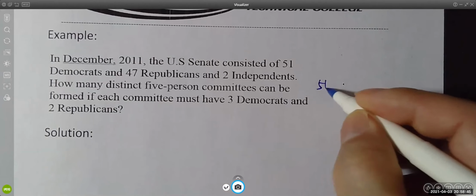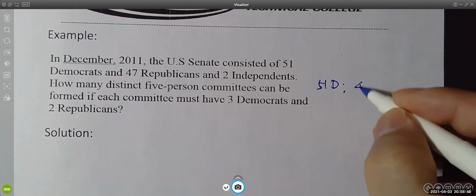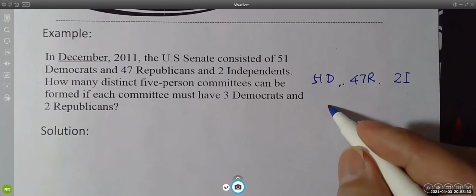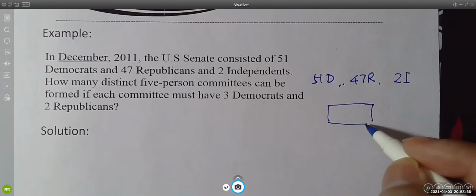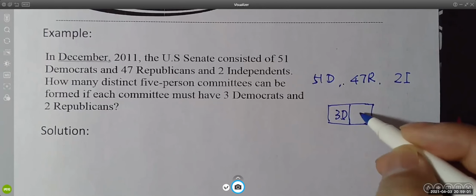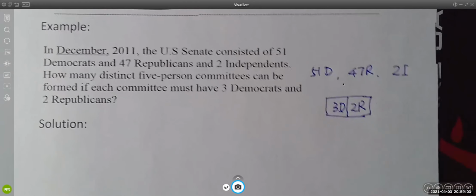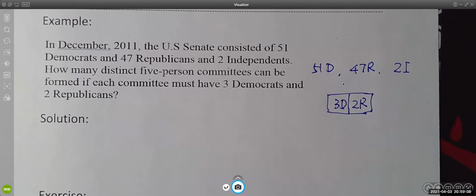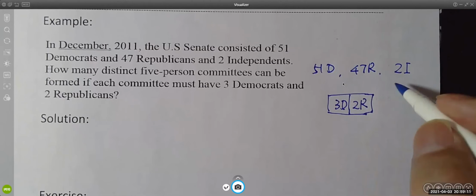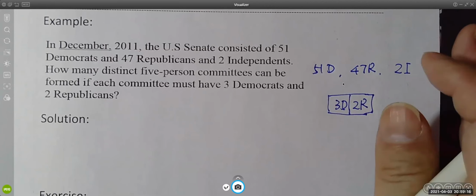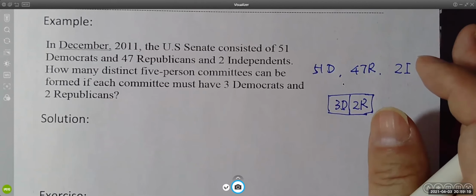We have 51 Democrats, 47 Republicans, and 2 independents. And we want to have 5 people. And these 5 people are not any 5 people. It has to be 3 Democrats and 2 Republicans to be called a valid committee, because that's the rule in this particular question. Now, when we select people to form committees, order doesn't matter as long as those selected don't assume different roles, right? So we do have a combination problem.